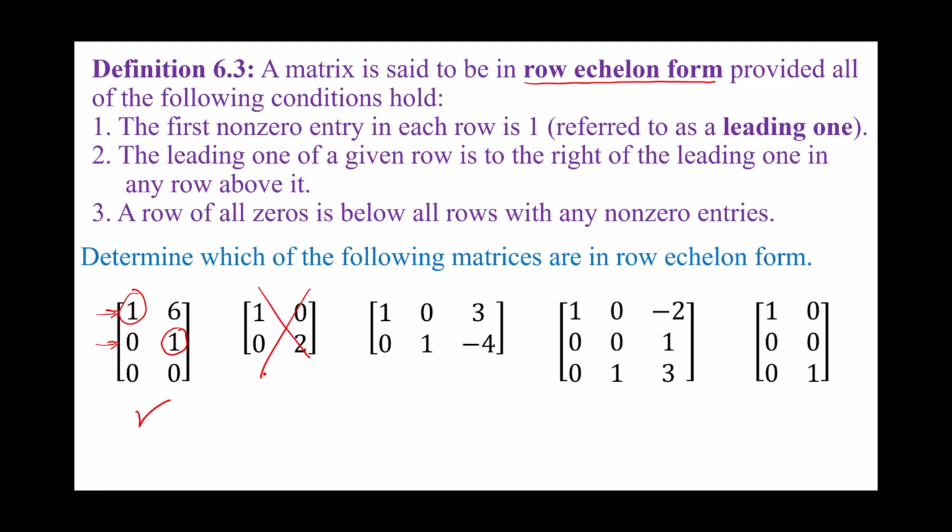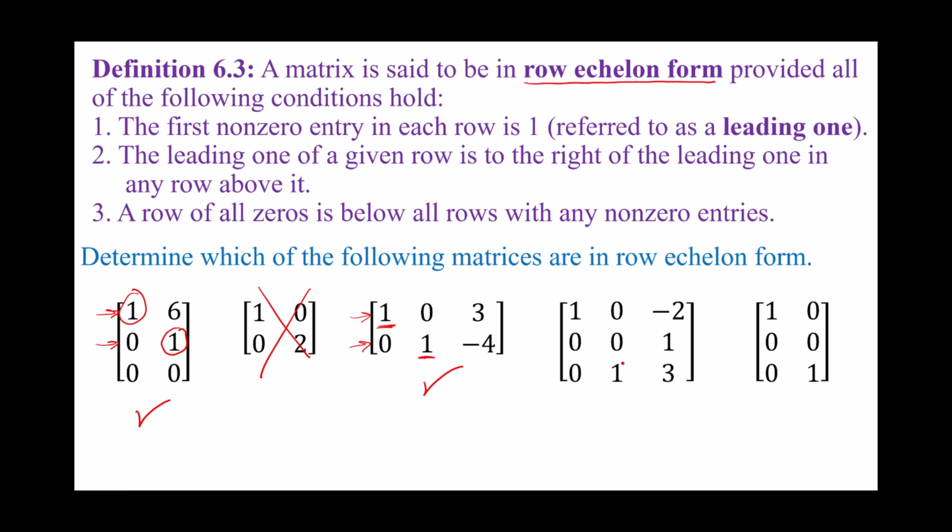For the third matrix, the first non-zero entry in each row is 1. In this row, the first number that's not a 0 is 1. Same with this one. The first number that's not a 0 is 1. Condition 2, the leading one of a given row is to the right of the leading one in the row above it. So here's the leading one in row 2, here's the leading one in row 1, and the one in row 2 is to the right of the leading one above it. And condition 3, a row of all zeros is at the end. There are no rows of all zeros, so that doesn't matter. This one is in row echelon form.